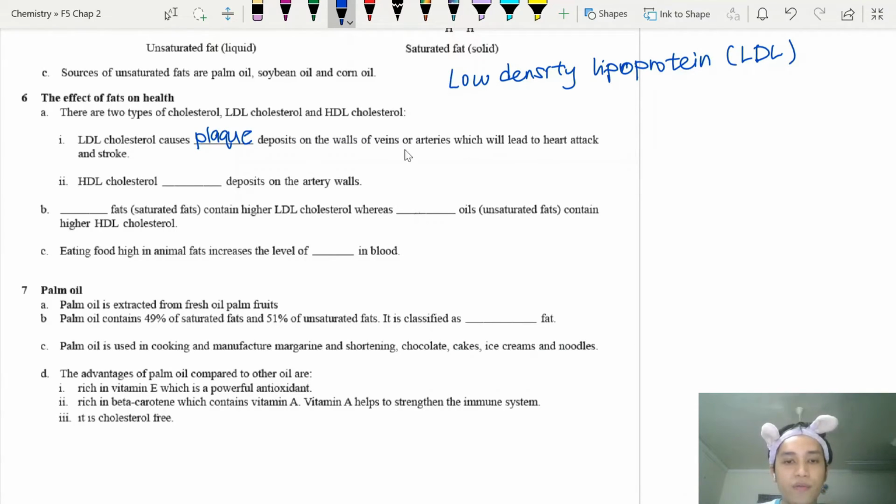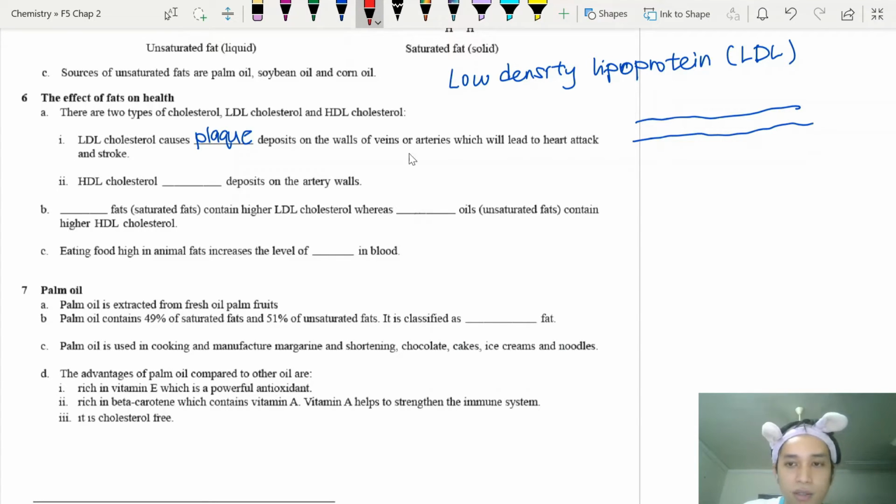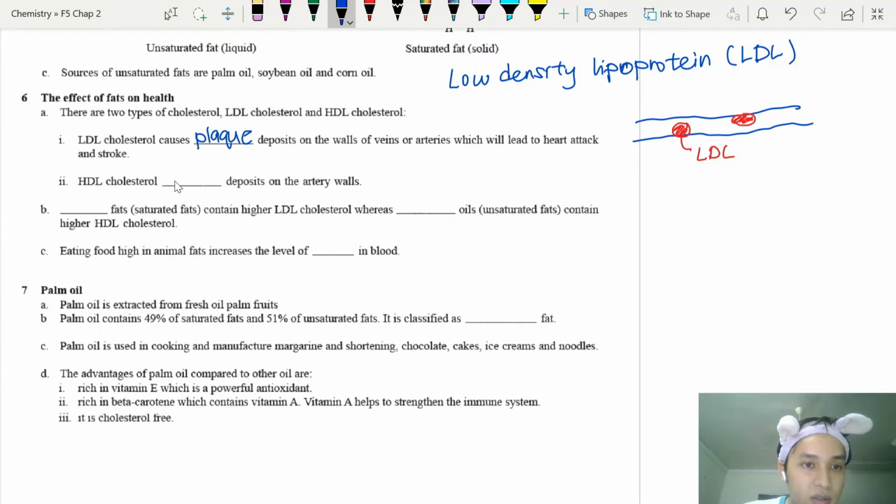So if you have your artery wall, your blood vessel, the LDL here is going to stick at your artery walls, causing a disruption in your blood flow. That's why you get heart attacks. So technically all these LDLs cause plaque at your artery walls. Whereas your HDL actually reduces deposits on the artery wall. So HDL is the good one, LDL is the bad one.